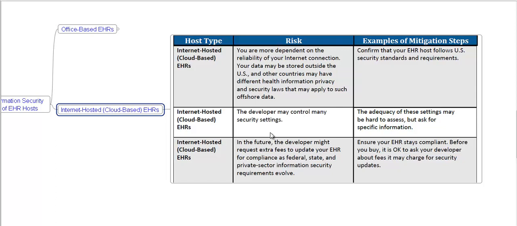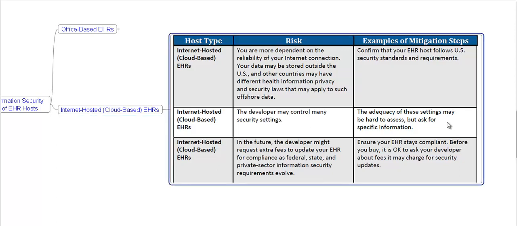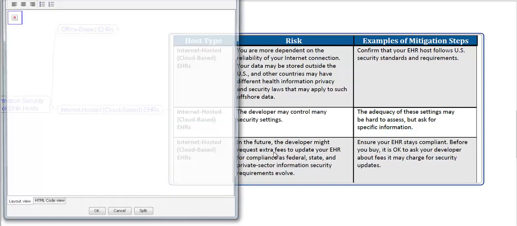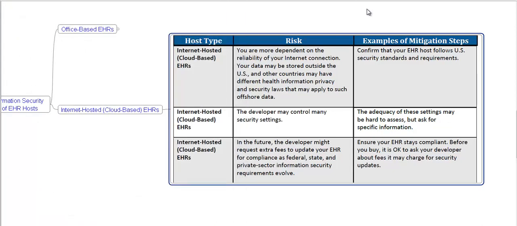The developer may control many security settings. Mitigation steps: the adequacy of these settings may be hard to assess, but ask for specific information. Risk: in the future, the developer might request extra fees to update your EHR for compliance as federal, state, and private sector information security requirements evolve. Mitigation step: ensure the EHR stays compliant before you buy. It's okay to ask your developer about fees. It may charge for security updates.